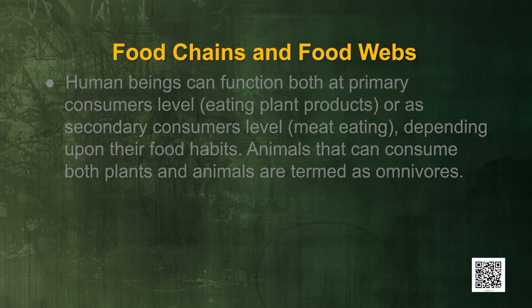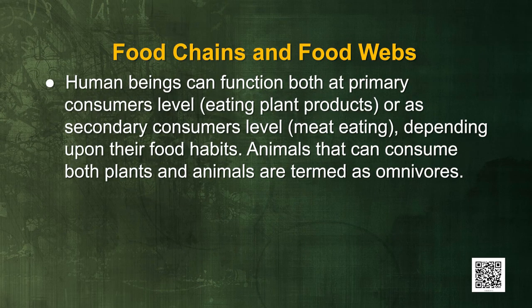So, in an ecosystem, there are several food chains, and these food chains are interlinked at different places, and then they form a food web. Human beings can function both at the primary consumer level, that is eating plant products, or at the secondary consumer level, that is meat eating, depending upon their food habits. Animals that can consume both plants and animals are termed as omnivores.